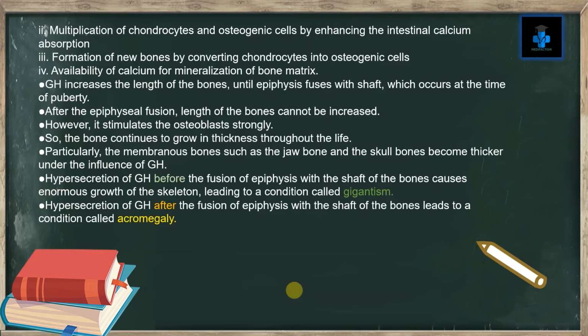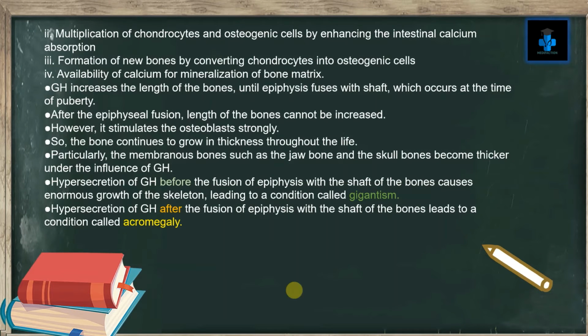Hypersecretion of growth hormone before the fusion of epiphysis with the shaft of the bones causes enormous growth of the skeleton, leading to the condition called gigantism. Whereas hypersecretion of growth hormone after the fusion of epiphysis with the shaft of the bone leads to a condition called acromegaly.